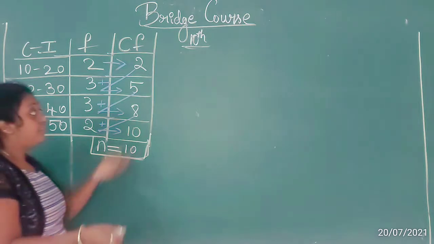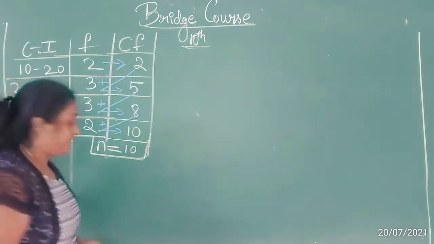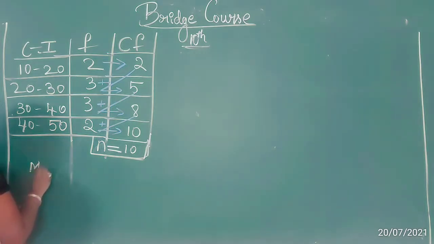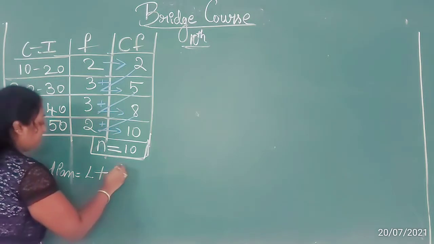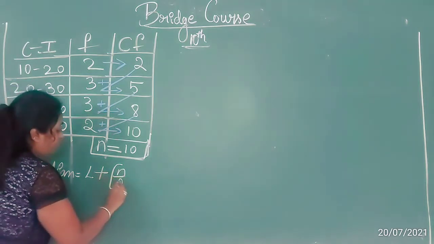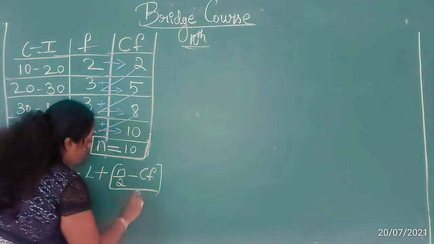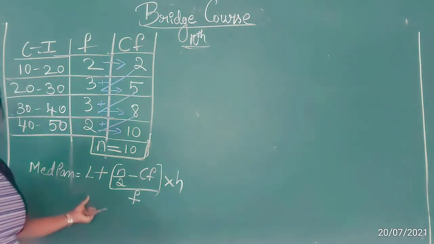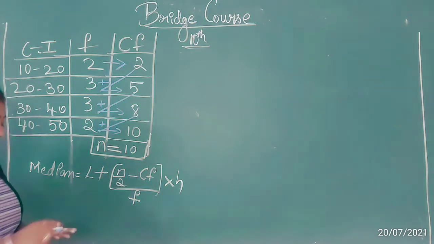Now what is your formula? Let me write the formula, then the abbreviation of it. See, the formula is median is equal to L plus (N by 2 minus CF) divided by F into H. Okay, the formula looks complicated but it is easy. I will write the application so you will understand.